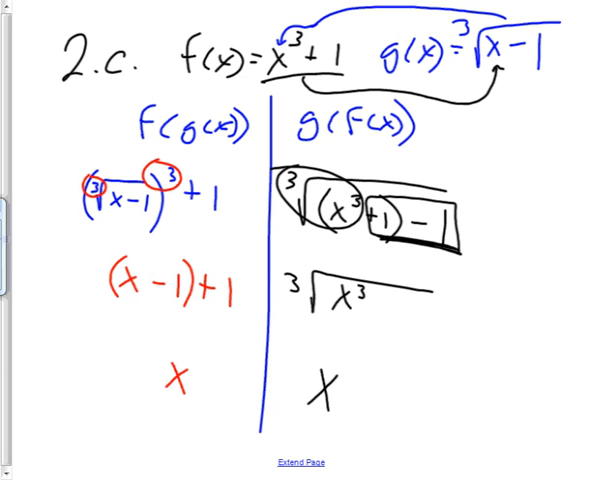All right, there's one more I want to help you with, and I'm not doing the whole thing, but I'll at least help you with it.